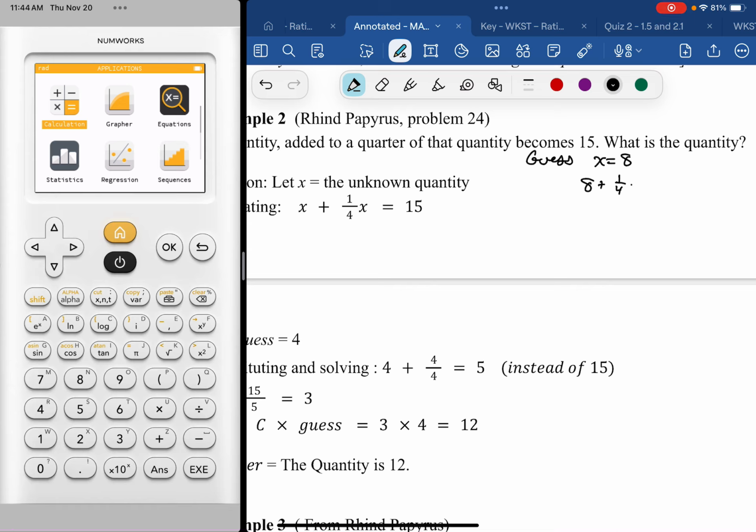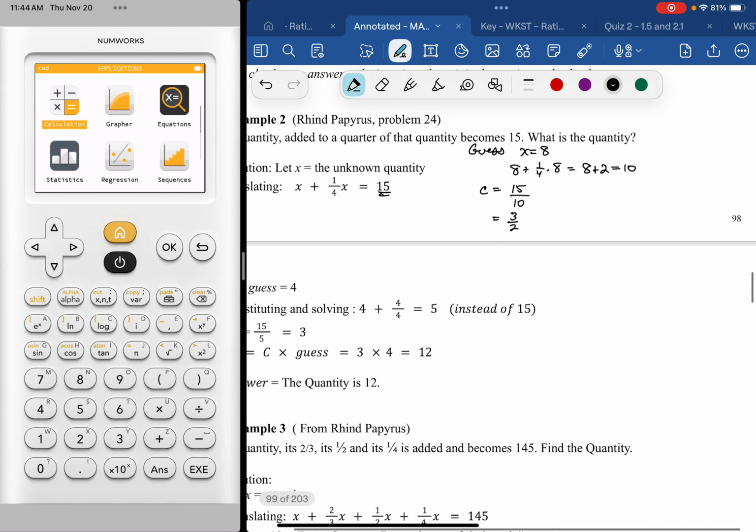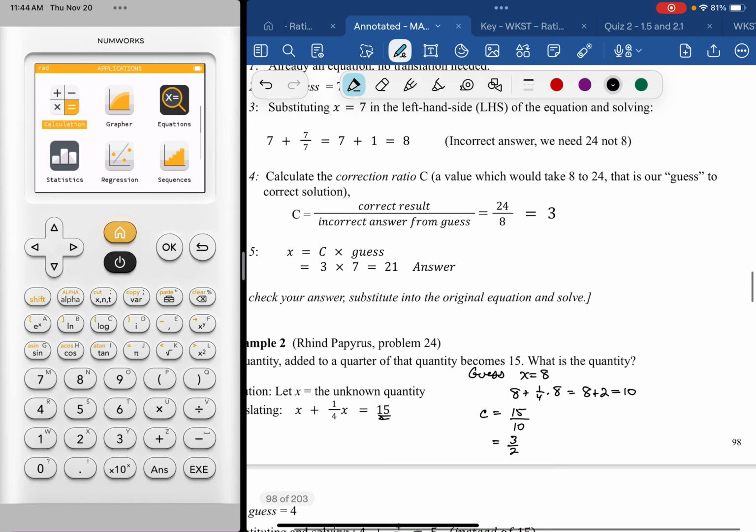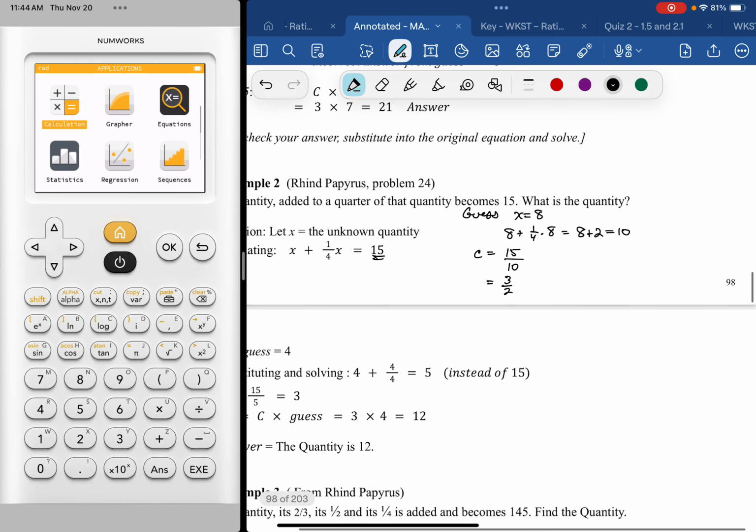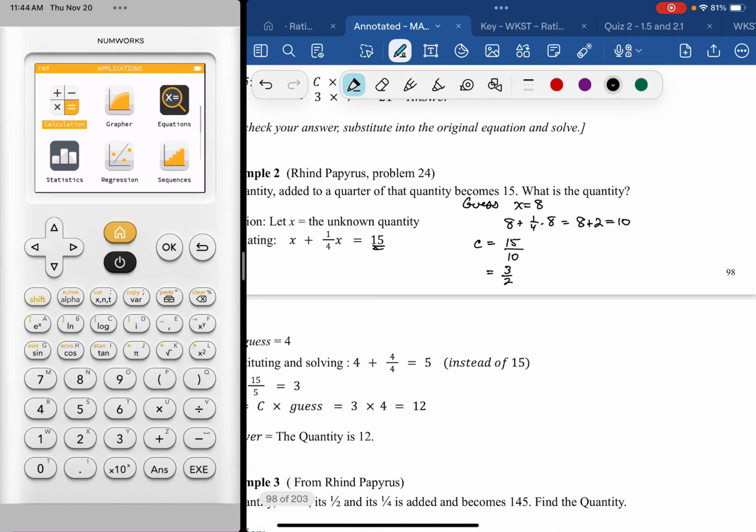1 over 4 times 8, which is 8 plus 2, which is 10. All right, my correction factor or ratio is going to be what it should have been divided by what I got. Simplifies down to 3 over 2. Not always going to be the case, but 2 problems in a row, I got a correction factor of 3 over 2. Kind of makes it seem that way, but it's not.